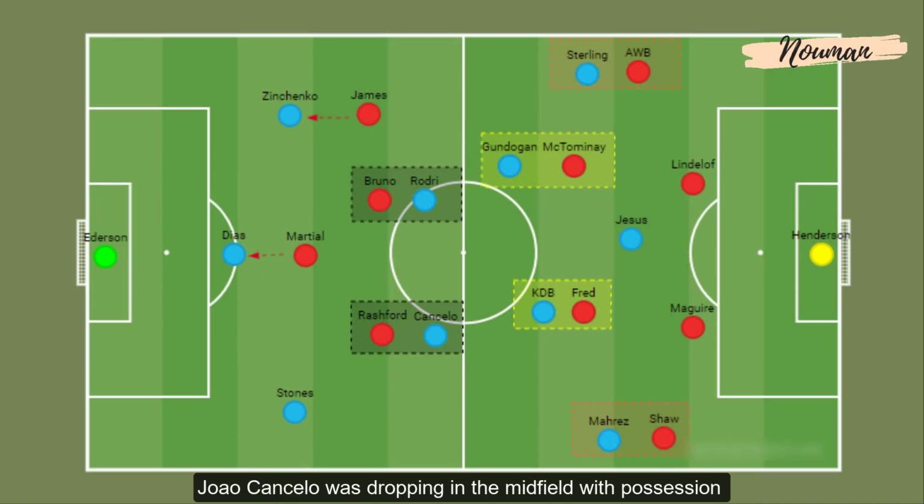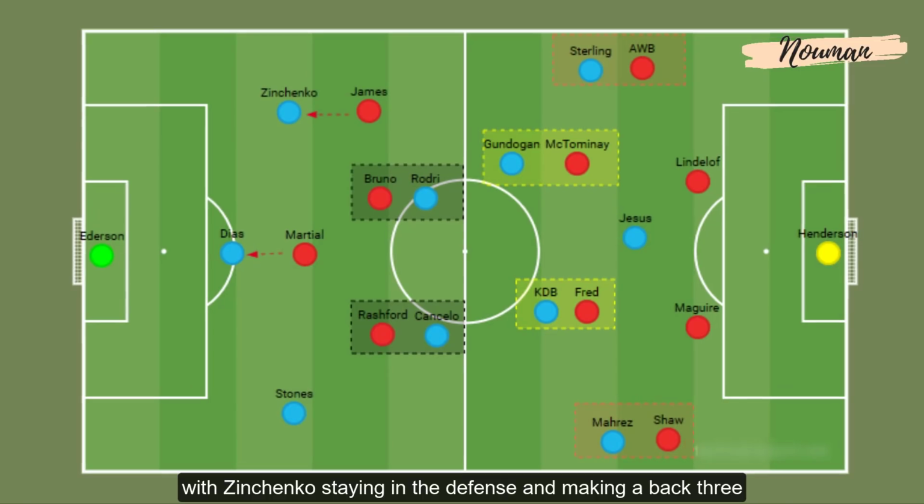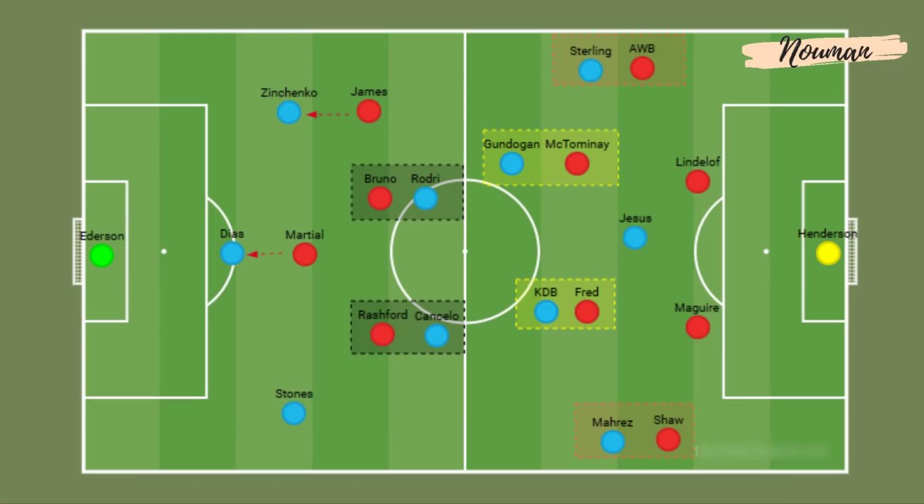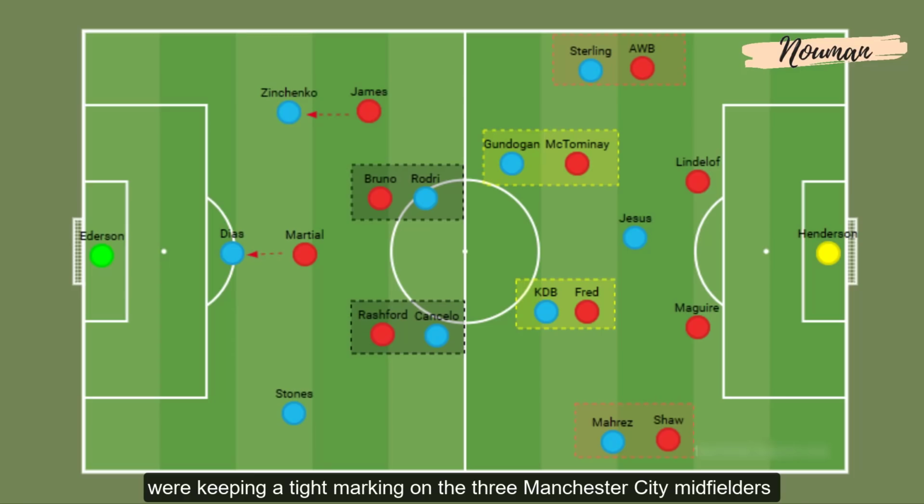Joao Cancelo was dropping in the midfield with possession, and he was operating like an inverted fullback, with Zinchenko staying in the defense and making a back 3. Joao Cancelo's inverted position was keeping Marcus Rashford narrow, with Daniel James pressing Zinchenko, while Bruno Fernandes, McTominay and Fred were keeping a tight marking on the three Manchester City midfielders.